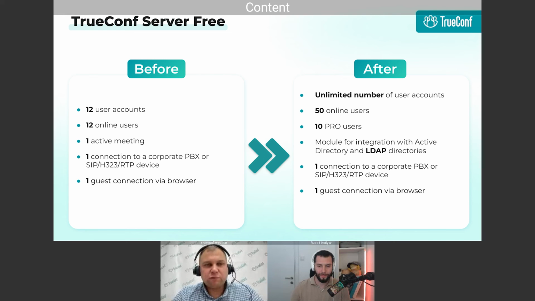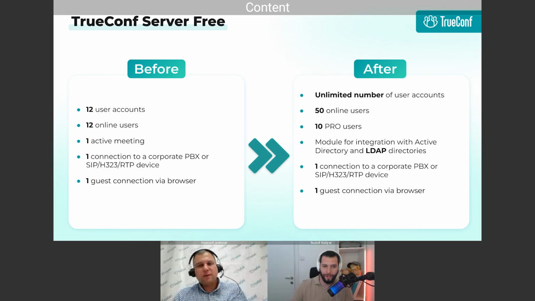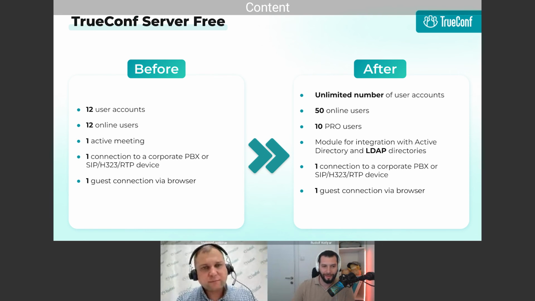As for Pro users, it will be the same amount: the same number of Pro users as the previous number of online users will be available for participation in group conferences. Actually, there is a mistake in that slide. It will be 10 Pro users, not 12. I apologize for this mistake. Lev, what about the number of active meetings after? It will also be 1. So indeed, there will be a limit of 1 active conference in the free version after the upgrade. But this is a good start, actually.